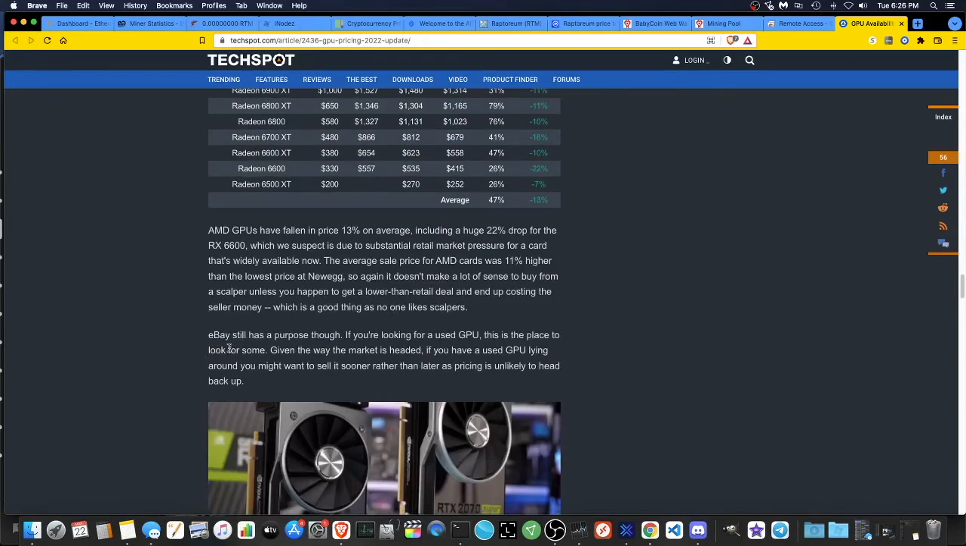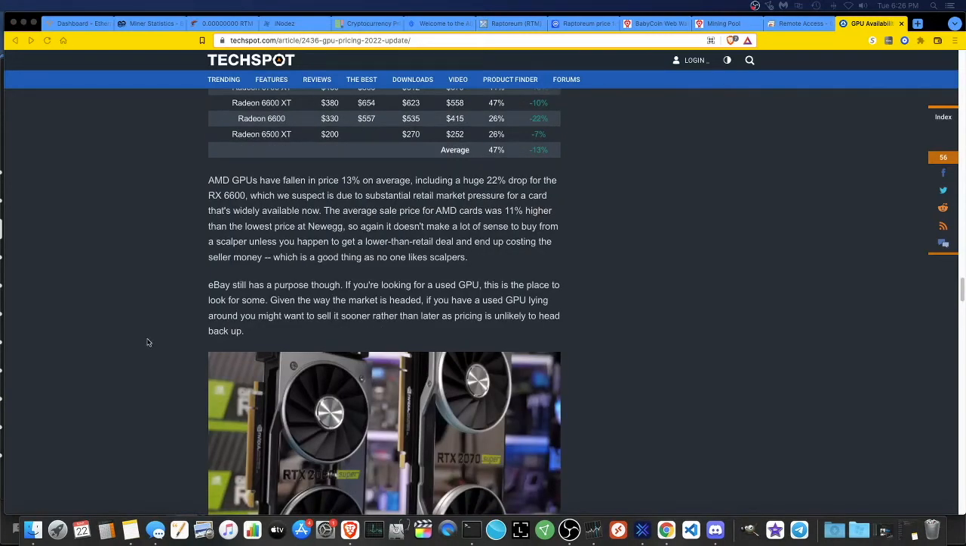All right. Yeah. What's this? eBay still has a purpose, though. If you're looking for a used GPU, this is the place to look for something. Given the way the market is headed, if you have a used GPU lying around, you might want to sell it sooner rather than later, as pricing is unlikely to head back up.